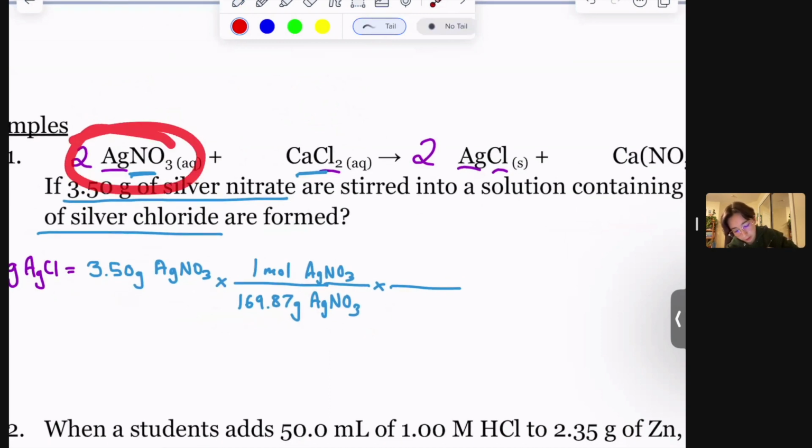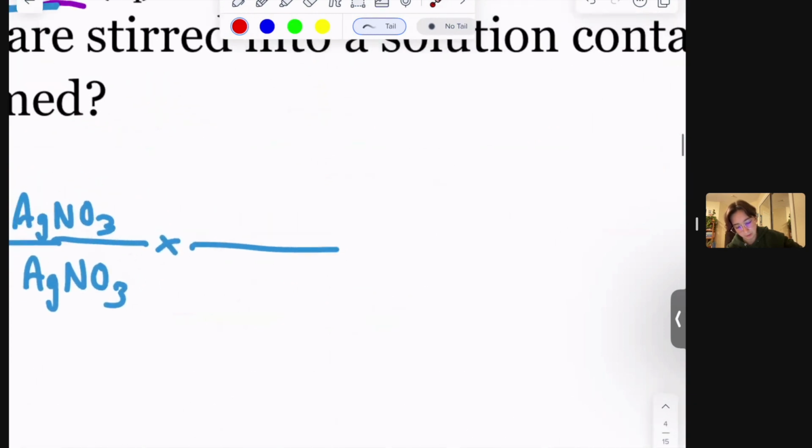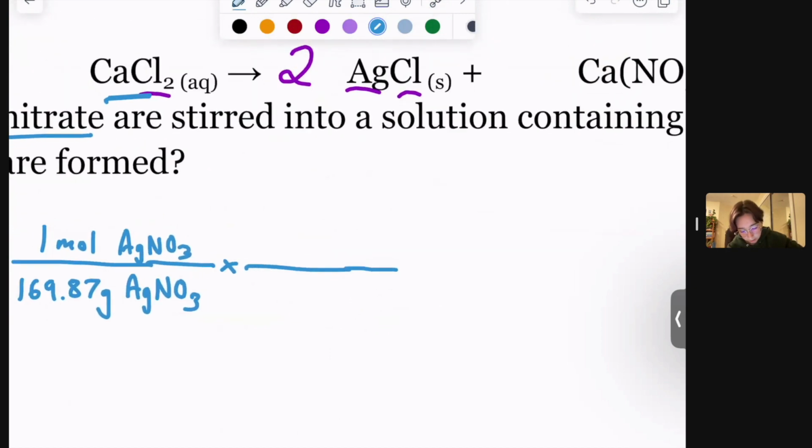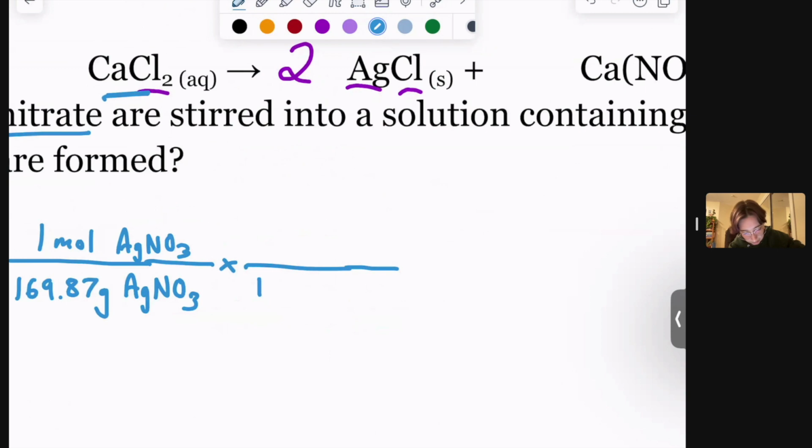Now that I have it in moles, I'm able to use a mole-to-mole ratio from my reaction. So 2 moles of AgNO3 for every 2 moles of silver chloride. I'm still going to include the step, always. If it's an FRQ, they could totally grade you down for not including the step. I'm actually going to include my mole-to-mole ratio in here, even though it's essentially 1-to-1. I'm still going to show it.